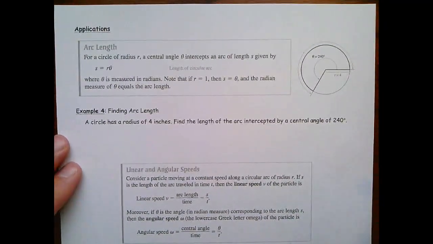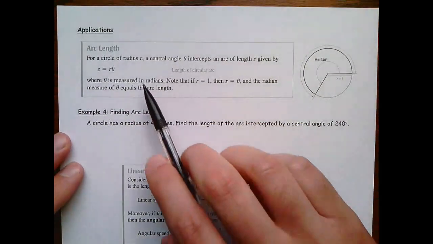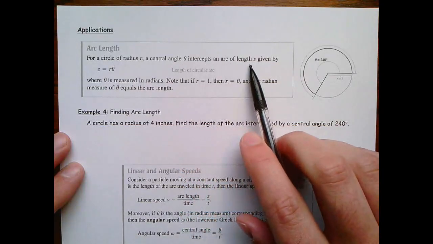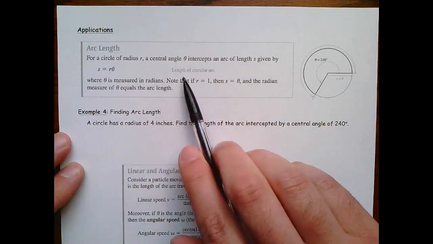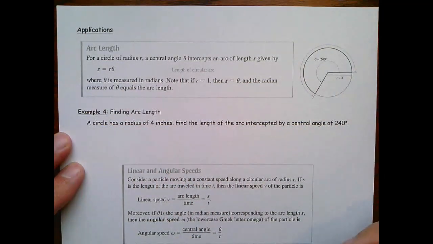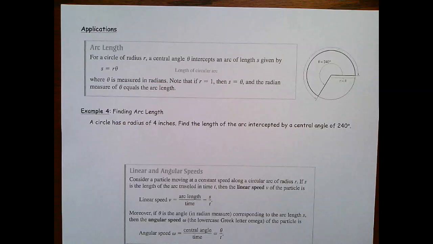So how about arc length? They tell us here as a definition, arc length of a circle with radius r and a central angle theta that intercepts an arc length s is given by s equals r times theta, which is the length of a circular arc, so this length that's here, part of the circumference. Notice here, very important, that theta is measured in radians. So that's something to keep in mind.